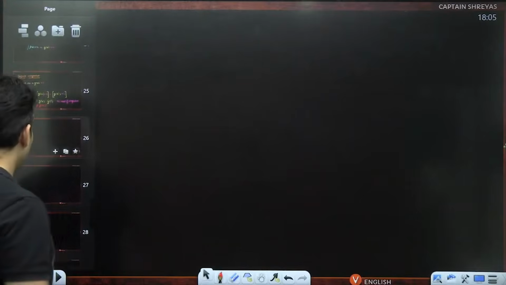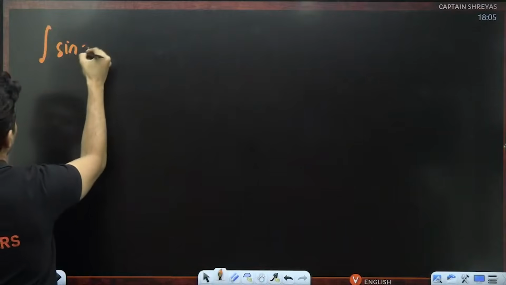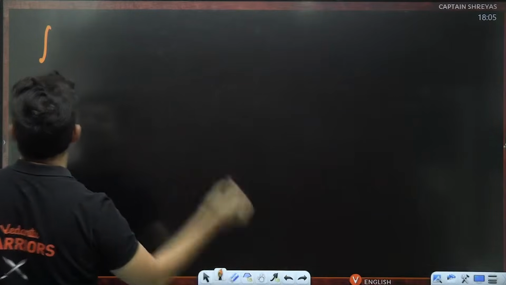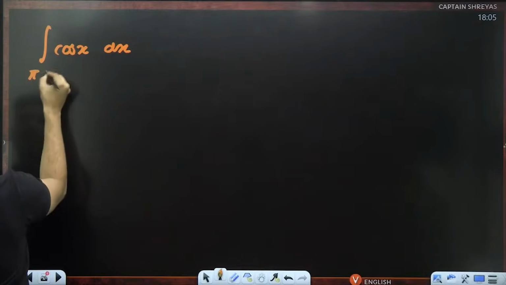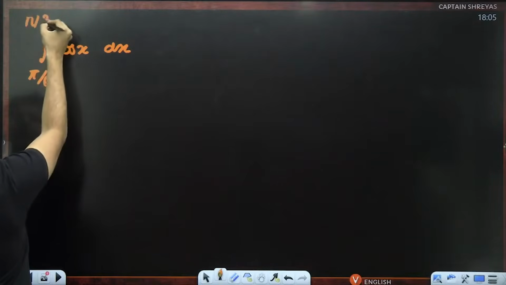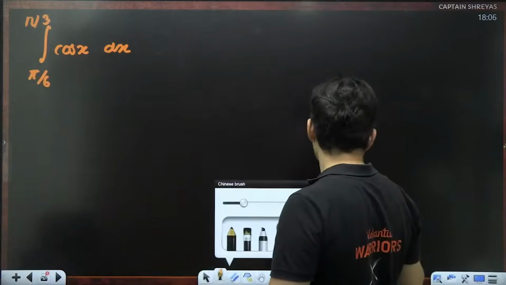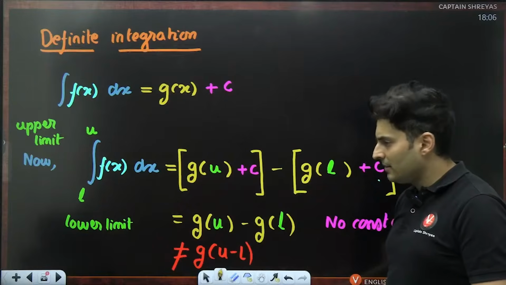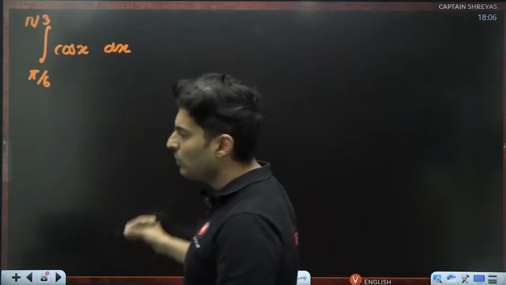So let's have a look at some questions so that you get a hang of it. Imagine I have to do the integration of cos x dx from the limits pi by 6 to pi by 3. These are the upper limit and lower limit. What does the definite rule say? Do the normal integration as it is, just that you substitute the upper limit and lower limit towards the end.